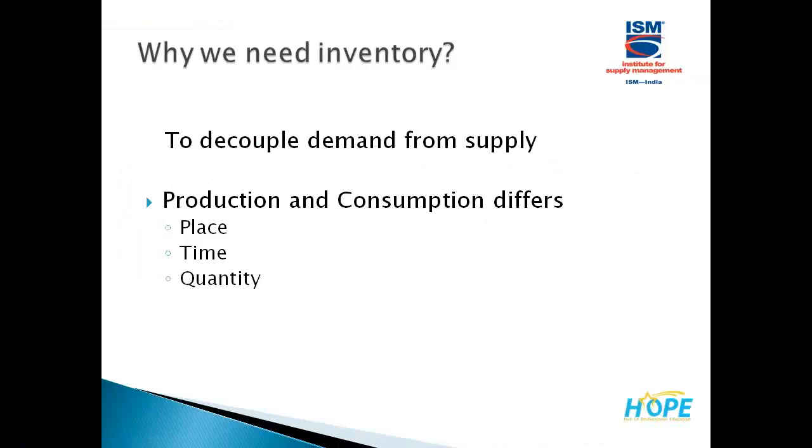Another is the difference in time of production and time of consumption. We are producing the vehicle at one particular time, consuming the vehicle at a different time. And third is the difference in quantity. The quantity of production and the quantity of consumption is also going to create inventory in the system. So basically, we are creating inventory in the system because of three dimensions: one, the place; second, the time; and third, quantity.